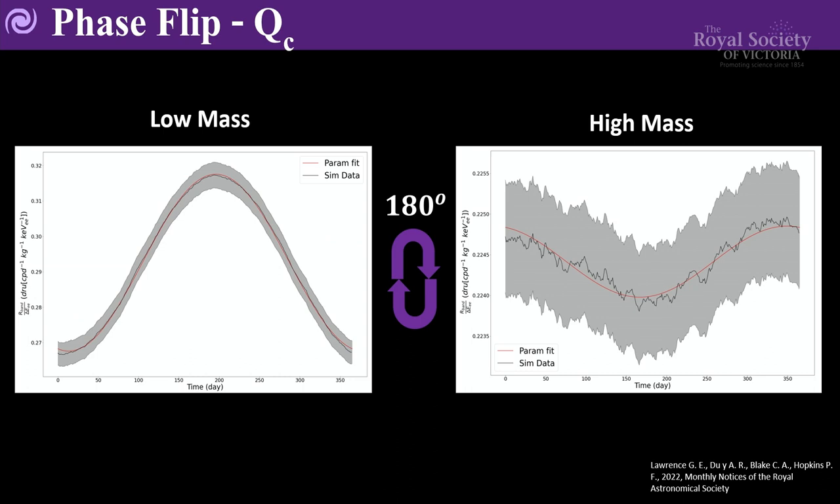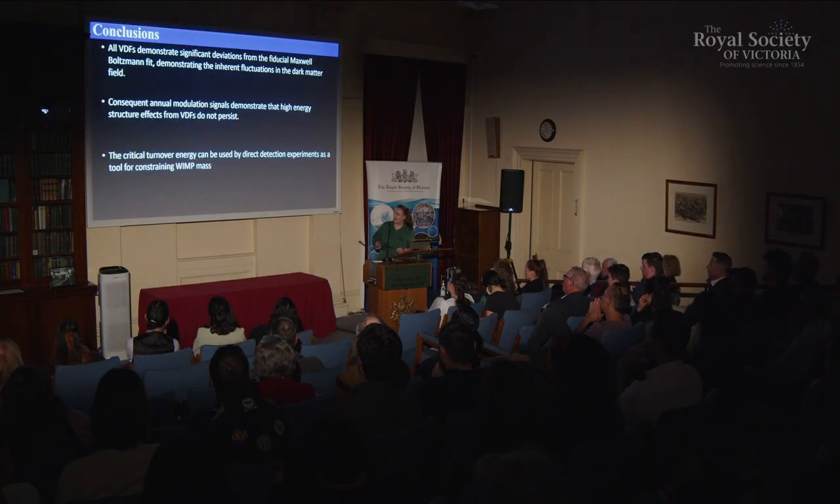And if used correctly, if you can observe this turnover experimentally, you can actually use it to find out the mass of the dark matter particle you're seeing. So it's a really, really intriguing tool. I'd like to probably wrap it up here.